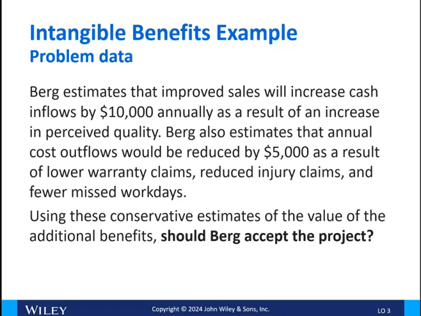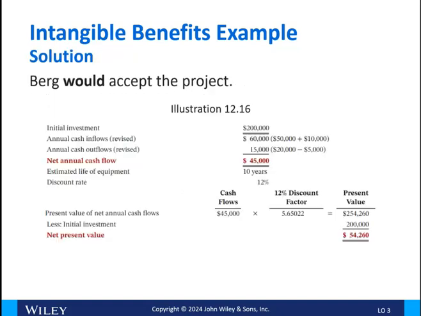So we're going to redo our net present value. We're going to add the $15,000 additional cash inflow. So $10,000 inflow, $5,000 reduced outflow. So netted, we're at $45,000. And now if we use that cash flow, we see that we have a positive net present value. So with those intangibles, we're able to quantify them, and this would be acceptable.